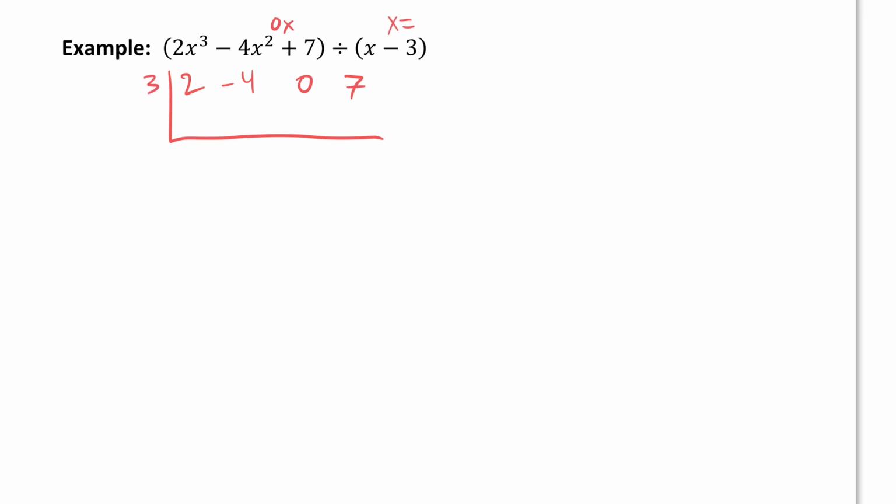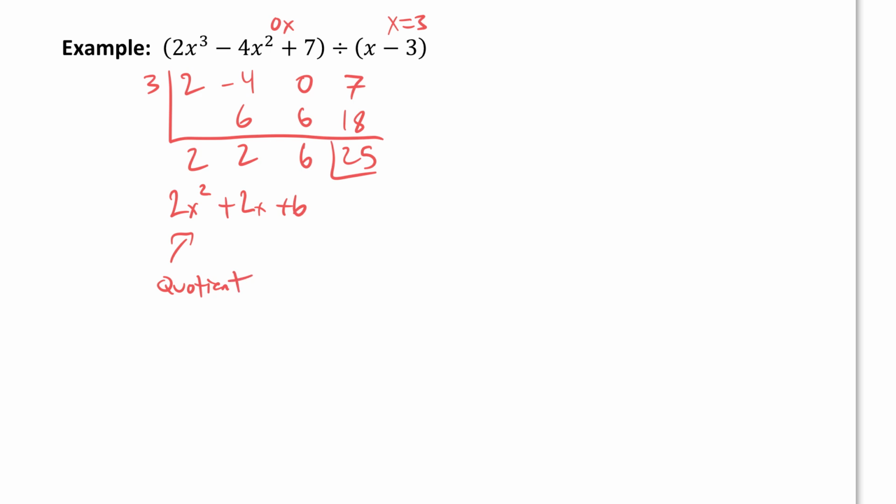And here we get x equals 3. So bring down the 2. 3 times 2 is 6. Add down to get 2. 3 times 2 is 6. Add down to get 6. 3 times 6 is 18. Add down to get 25. So here you have 2x squared plus 2x plus 6. This is the quotient. And here you have 25. This is the remainder.